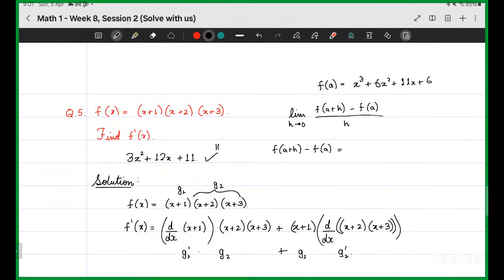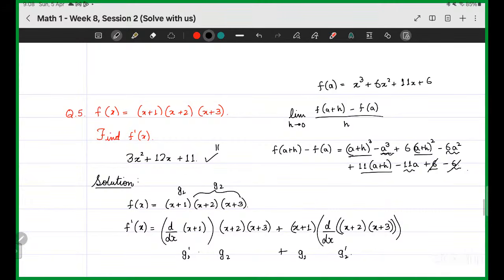I just wanted to visualize how that would look. Everywhere you will get something like a plus h whole cube minus a cube, plus 6 times a plus h whole square minus 6a squared, plus 11 times a plus h minus 11a, plus 6 minus 6. So these terms are coming from f of a plus h, and these terms are coming from f of a. Now the constant term gets cancelled out. Everywhere you will see that the leading term gets cancelled out. So you will be left with h times some expression involving a and h.